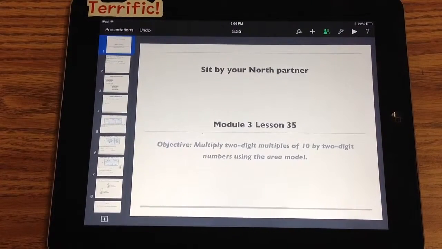As you can see, we are on to lesson 35. We're going to step away from division for just a little bit and actually do some multiplying of 2-digit by 2-digit numbers. We're going to use an area model to help us with this. I'm going to draw your attention to the area model and how to break it apart.